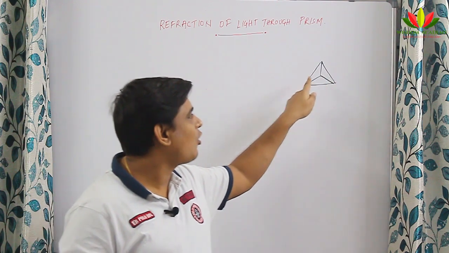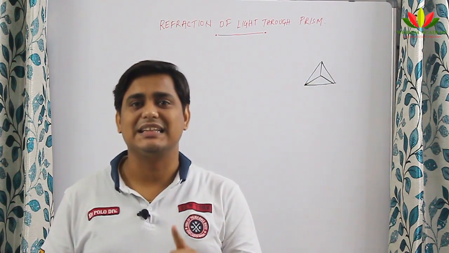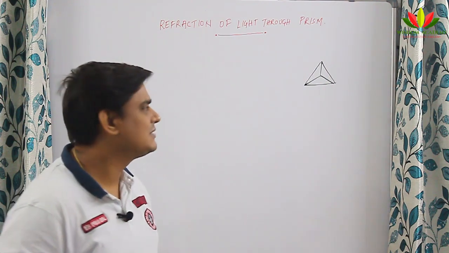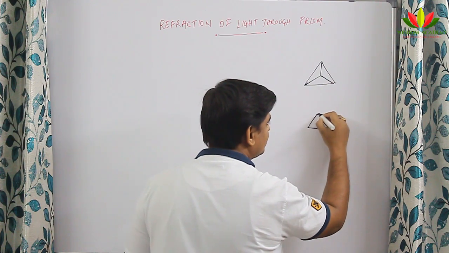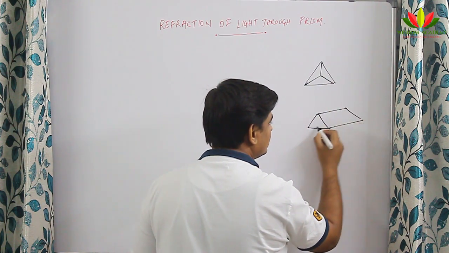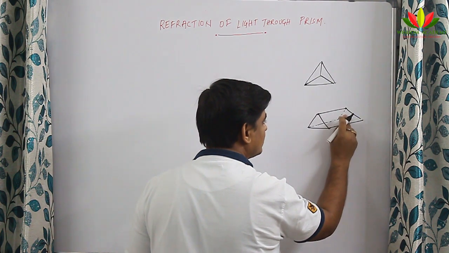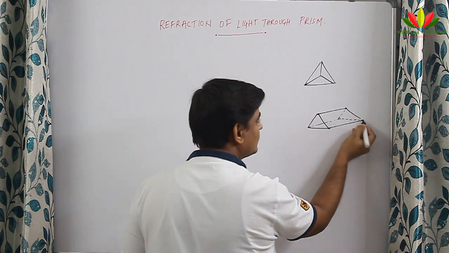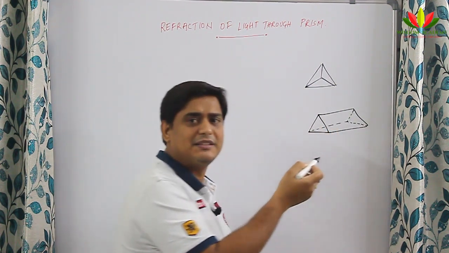And this is a wrong imagination about a prism. This is not a prism. This is a pyramid. What is a prism then? A prism looks something like this. Rather, the prism looks like this. And how do we define a prism?